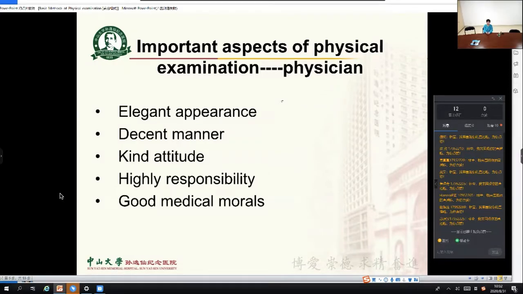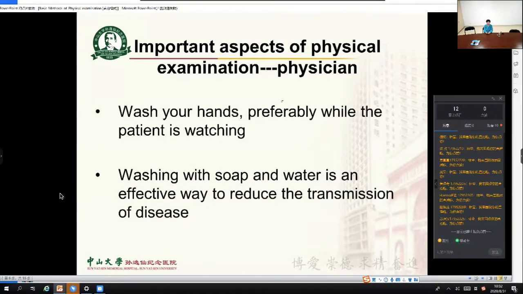And the important aspects of physical examination on the physician's part: we need to have an elegant appearance, decent manner, kind attitude, high responsibility, and good medical morals. Also, before you touch your patient, we need to wash our hands, preferably while the patient is watching, especially during the pandemic of COVID-19 nowadays. Washing with soap and water is an effective way to reduce the transmission of disease.